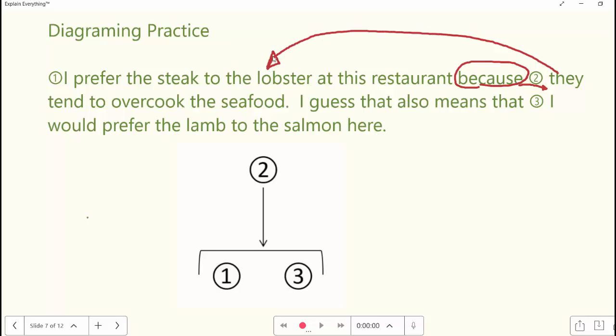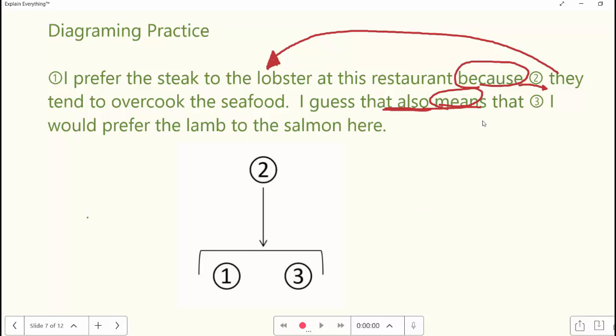So 2 suggests that 1 could be true, that 1 ought to be true. But then we say afterwards, I guess that also means, and this also is kind of informing us that, hey, there's another inference. It also tells us something else to be true, namely I would prefer the lamb to the salmon here. So this reason tells me that I prefer the steak over the lobster, but it also tells me I prefer the lamb to the salmon.